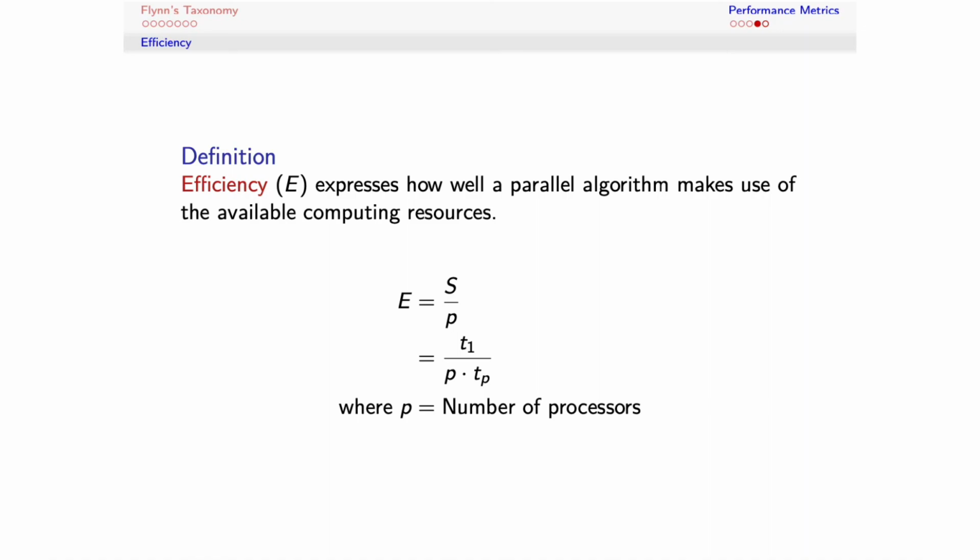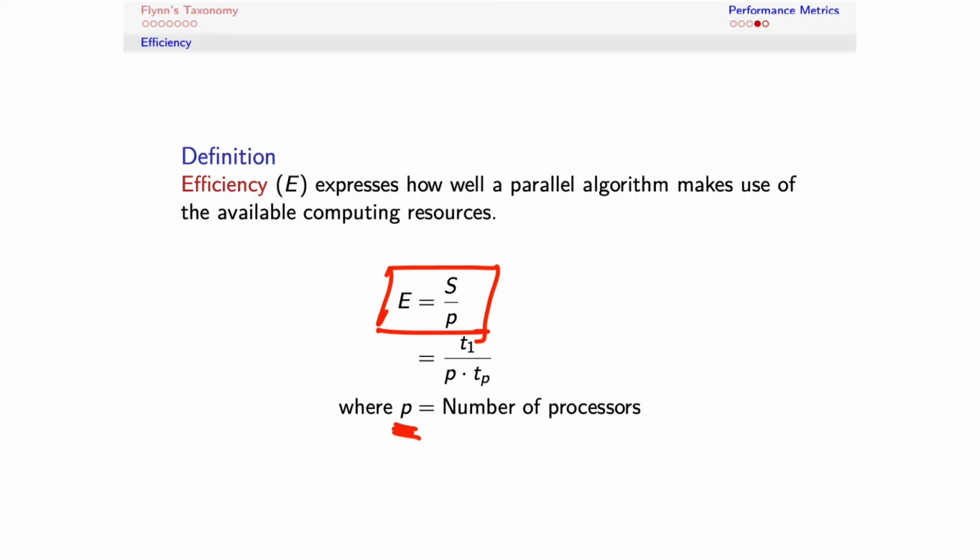Closely related to speed up is the idea of efficiency. So where speed up just tells us how much quicker we're going to be able to solve the problem, efficiency tries to get at how well we're making use of the underlying resources in our multi-computer. It's defined, again, quite simply as the speed up divided by p. And if you unpack that, that's t sub 1 over p times t sub p, where p is the number of processors.